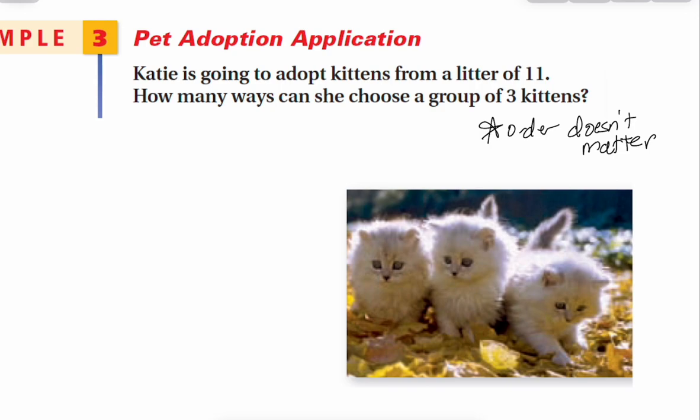How many kittens were there to pick from? 11. How many are we taking home? 3. So that's the formula we want to use, okay? So it's going to be 11 factorial, and then it's going to be 3 factorial, and then 11 minus 3.